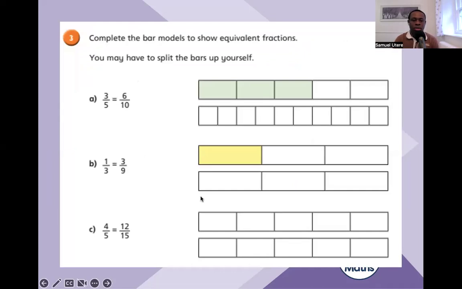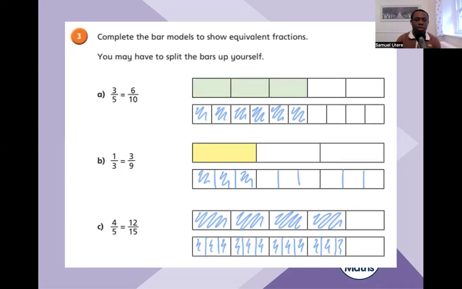Pause the video and answer question 3 in 2 minutes. Assuming you've paused the video and you've answered the questions, here are the answers. Let's discuss them. So here you were asked to complete the bar models to show equivalent fractions. Now, this is straightforward because we just need to shade the parts that share the same width with the part that is shaded. So this is 3/5. So when you share the same width, we've shaded 6 parts out of 10.